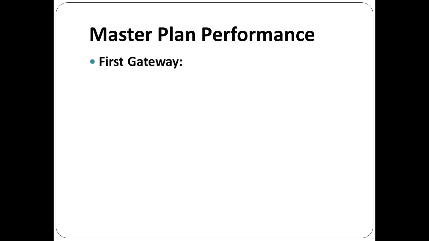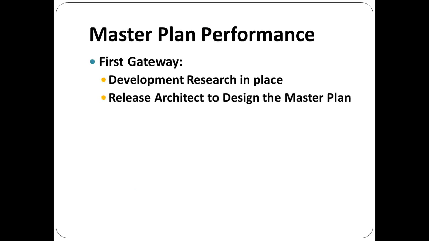And so in the first gateway of dealing with the master plan performance, you're going to put the development research in place. You're going to give it to the architect, communicate with him, hash it over, talk about it, not probably in just one meeting, but in a series of meetings.